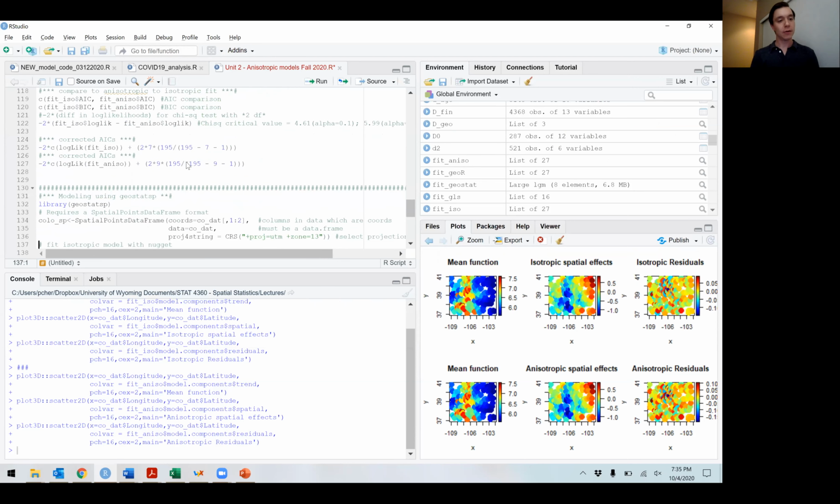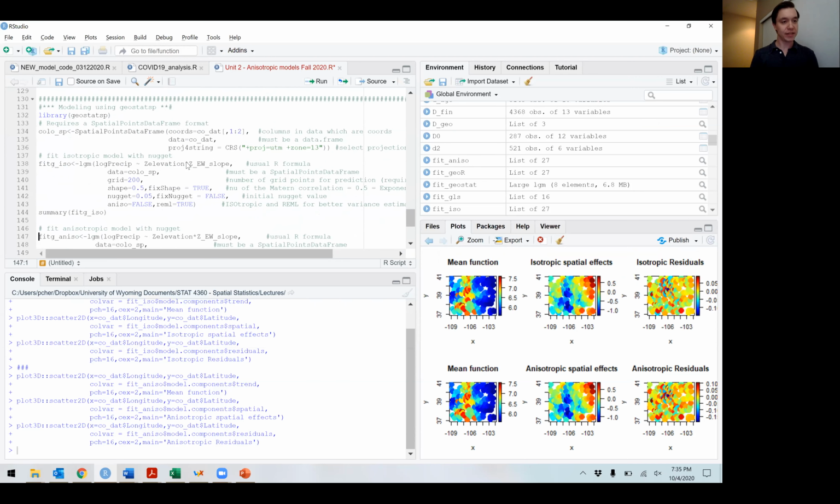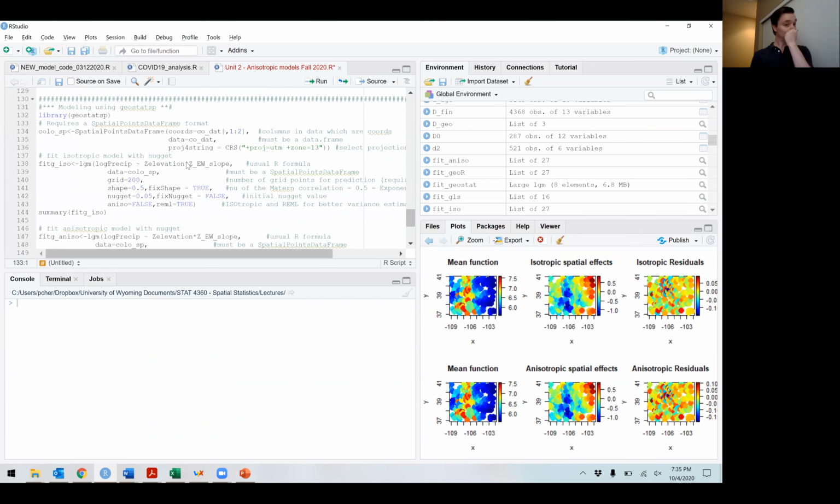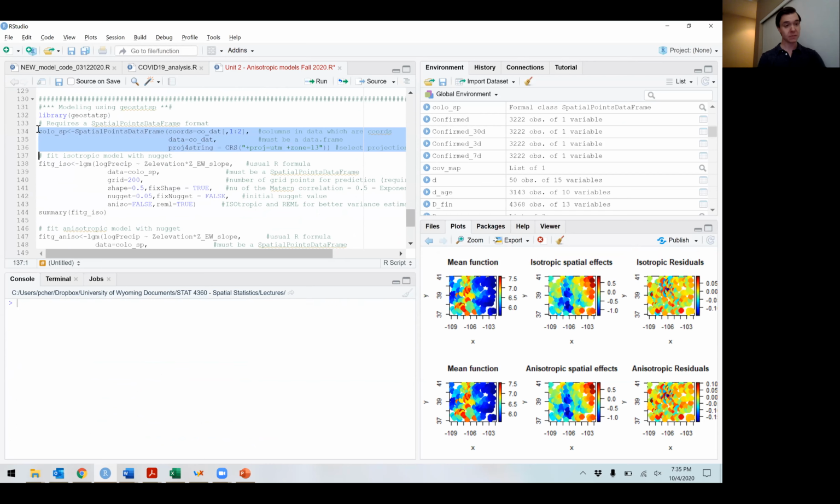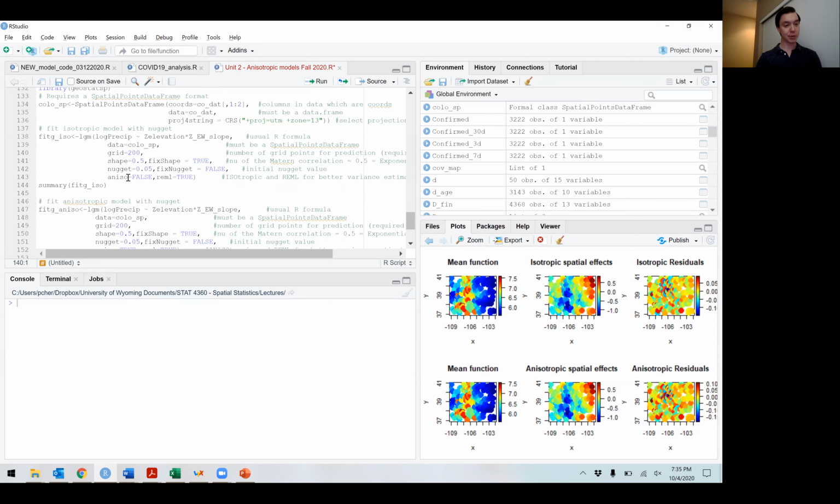Let me go ahead to doing the same thing using a different R package. This is the geostatistical package. It requires a spatial point data frame. We still pick out where the coordinates are, and when we fit our model, anisotropic model, here is the isotropic model, right? So aniso equals false will give us the isotropic model.